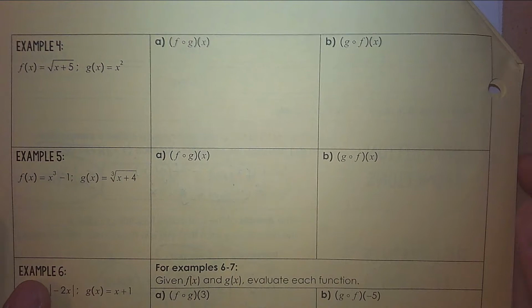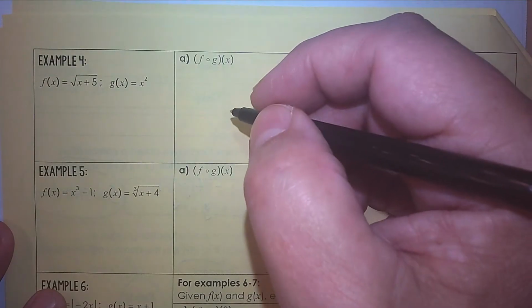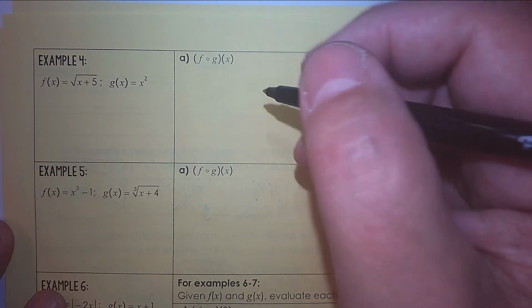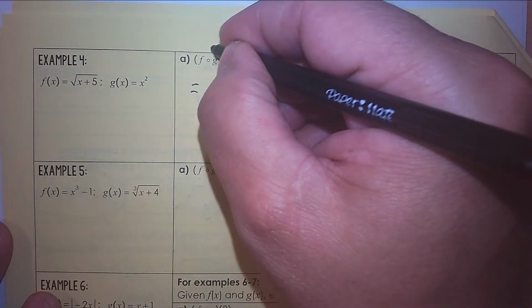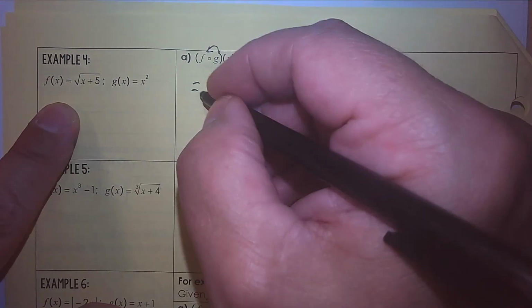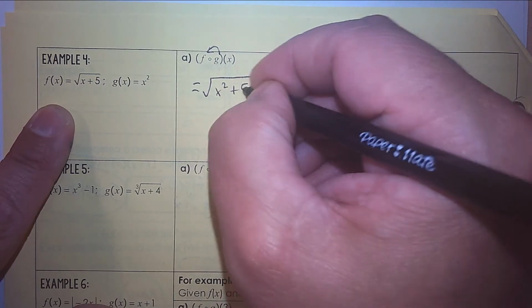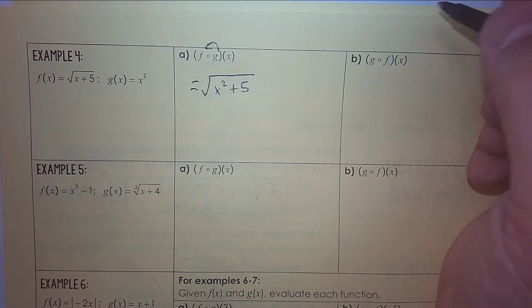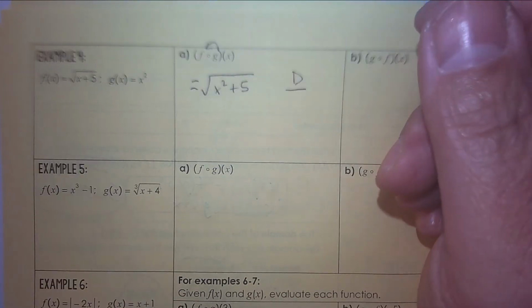All right, Richard, let's go. How do you say it? F composed by G, right? At X. So it's a substitution. Can you take G and plug it into F? Go. What should I write down? The square root of x squared plus 5. Any like terms? No. All right. Domain restrictions.